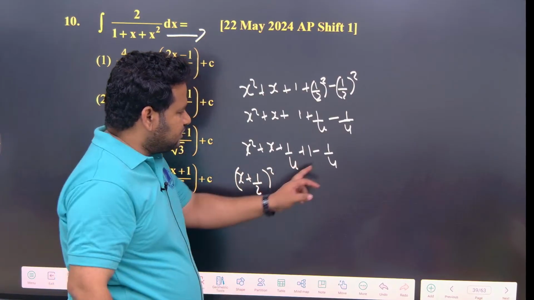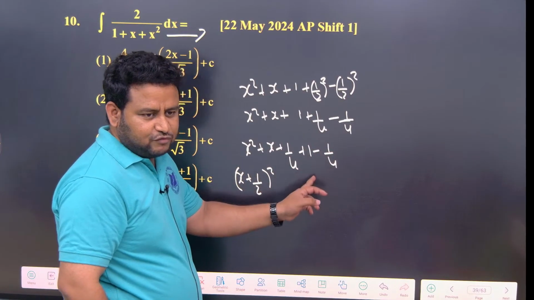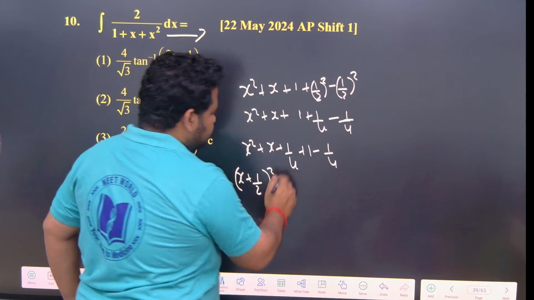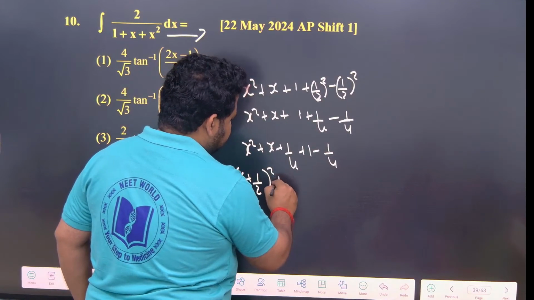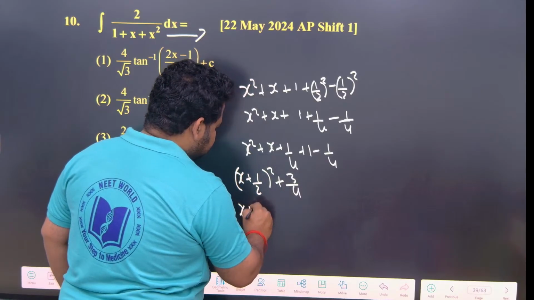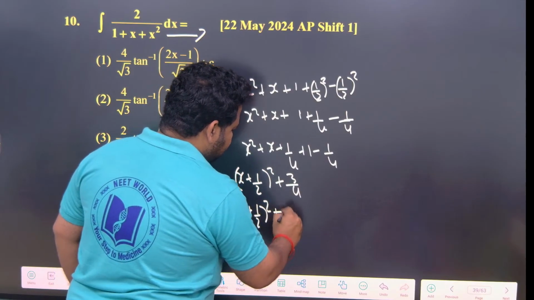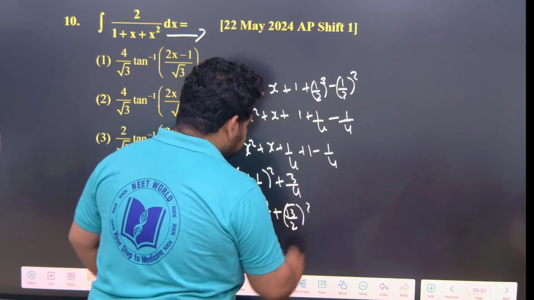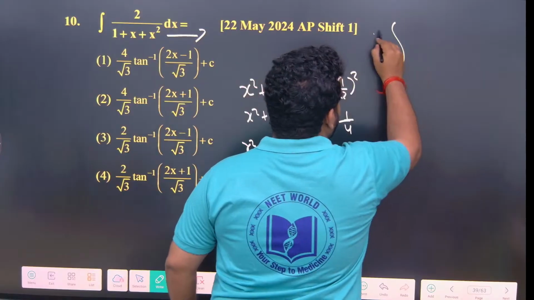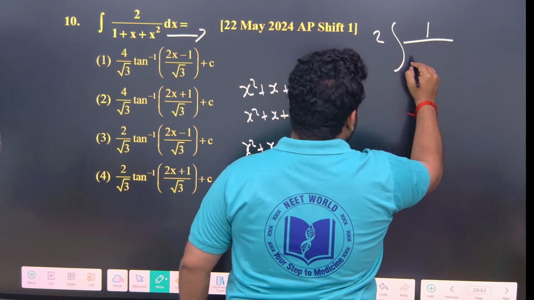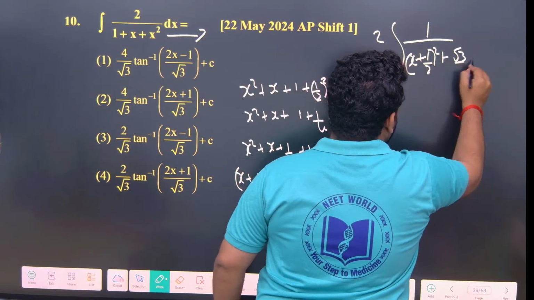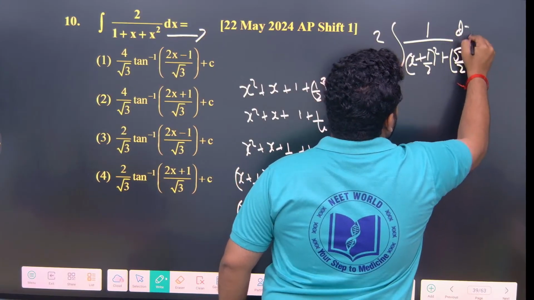1 minus 1 by 4, that is 4 minus 1, is 3 by 4. 1 minus 1 by 4 is what? 3 by 4. Or I can write this as x plus 1 by 2 whole square plus root 3 by 2 whole square. This is x square plus a square. So, this integral will become, if I take 2 outside, 1 by x plus 1 by 2 whole square plus root 3 by 2 whole square, dx.